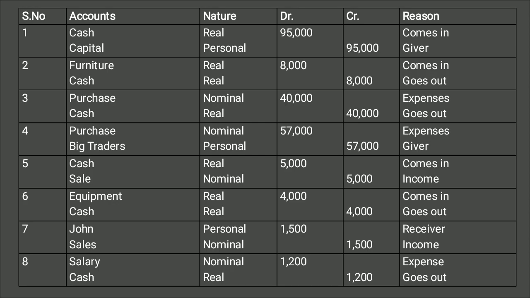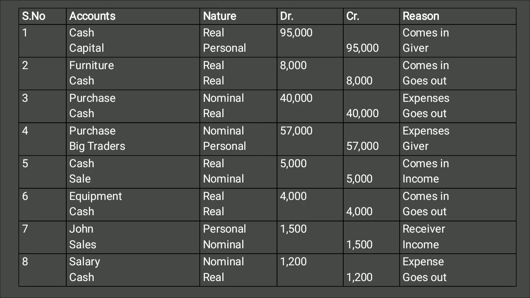Then after that we have to write the rules. Okay, we don't have to write debit and credit, we have to write the rules. Just like in the first transaction we have cash, the nature of cash is real, and the rule for real is debit what comes in and credit what goes out, and accordingly we have to solve. Okay, so it was the golden rules of debit and credit, and it will help you a lot. And if you are aware of this concept, then easily you can solve any kind of question.